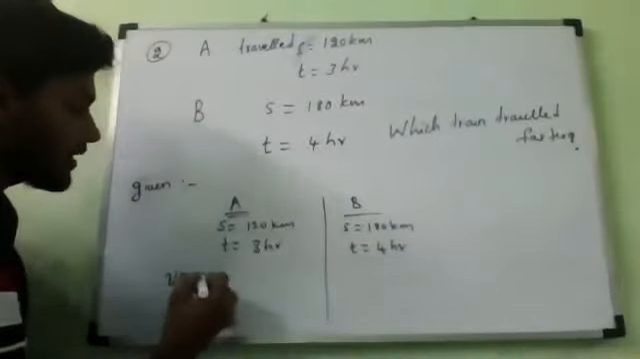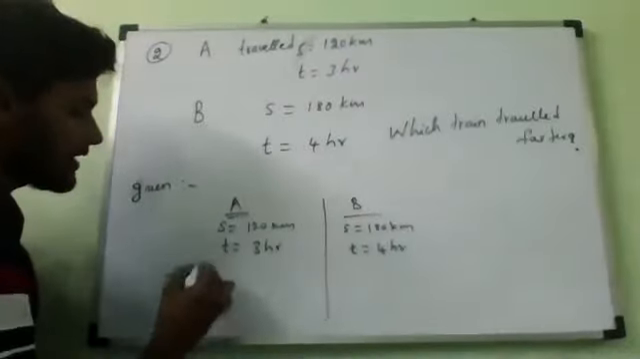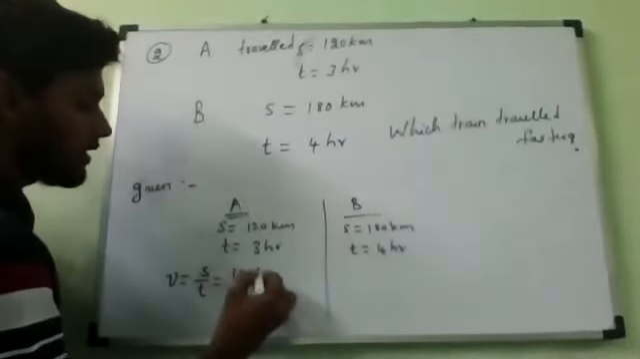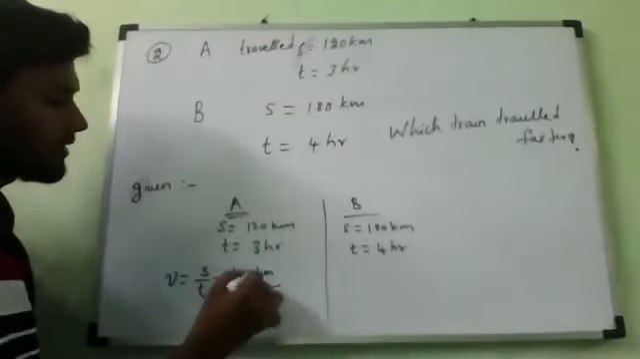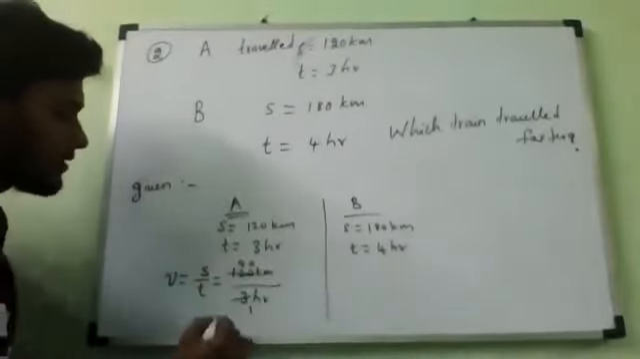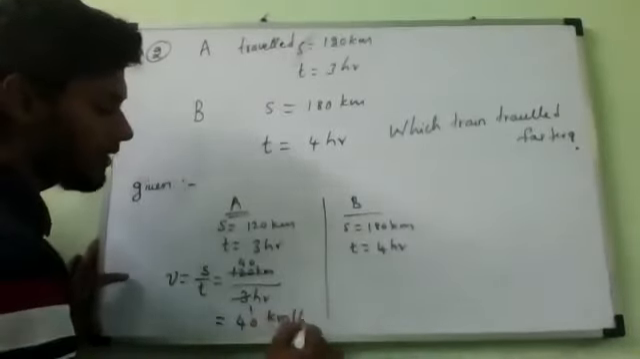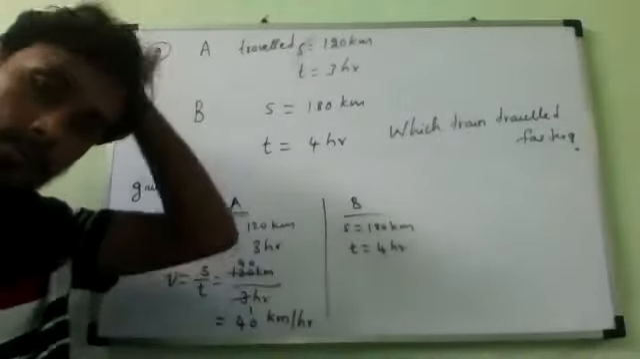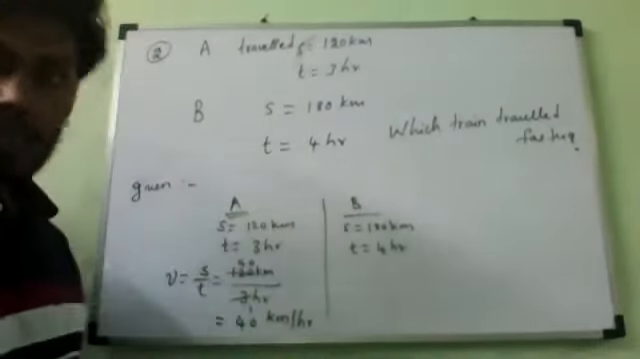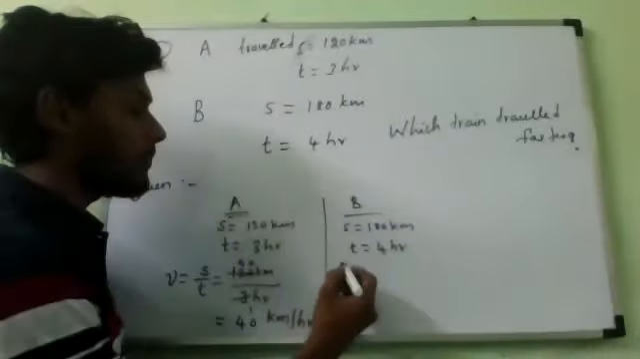So speed is equal to, what is the formula? Distance by time. So 120 kilometer divided by 3 hours. Please divide and tell me: 3 ones are 3, 3 fours are 12, so 40. So the speed of this body is equal to 40 kilometer per hour. Is it true or not? Yes or no? Yes.